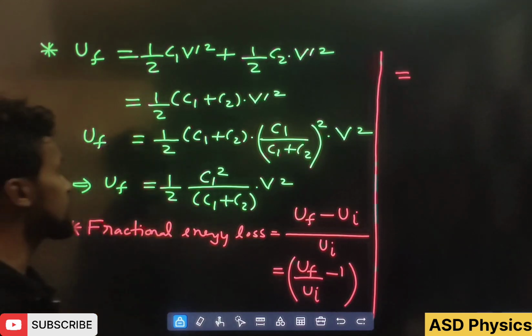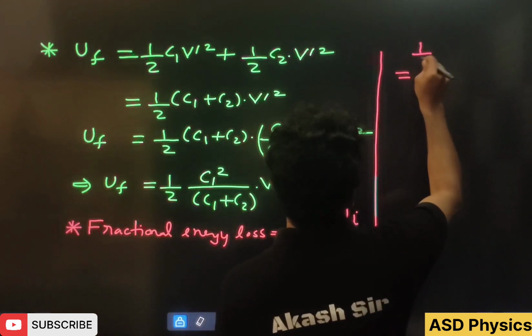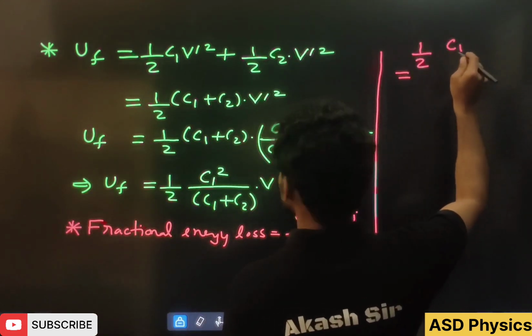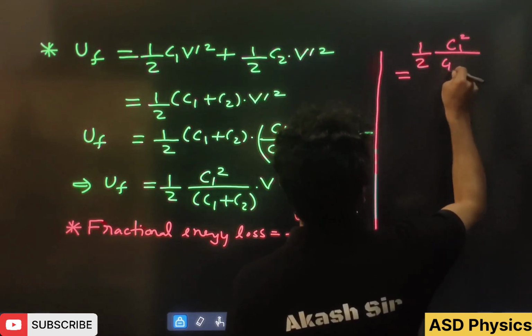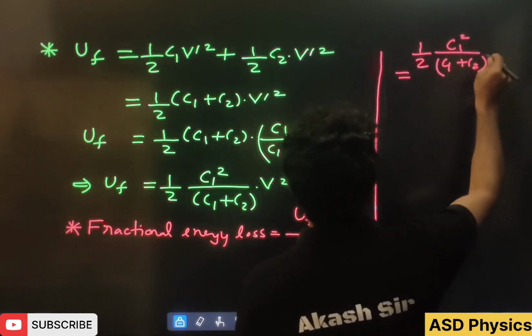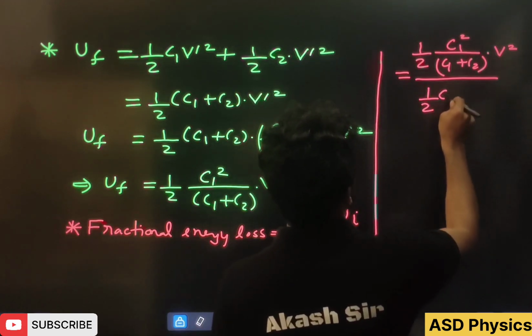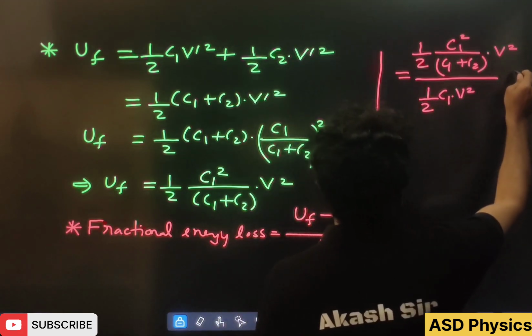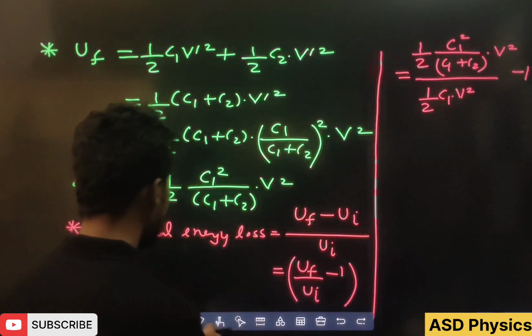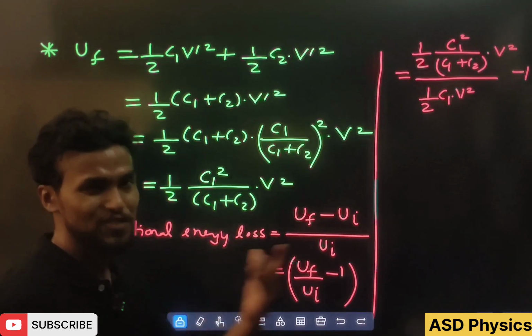So UF, how much is there? Let me write here, half, which is coming here C1 square by C1 plus C2, into V square, by initial, half C1 V square, and anyhow this minus 1 is there. So students, we have to just simplify this now.